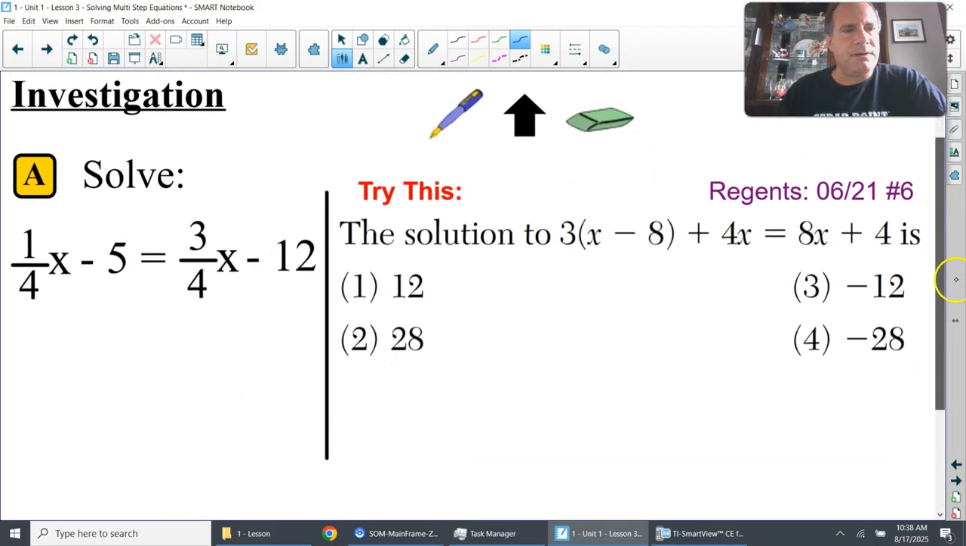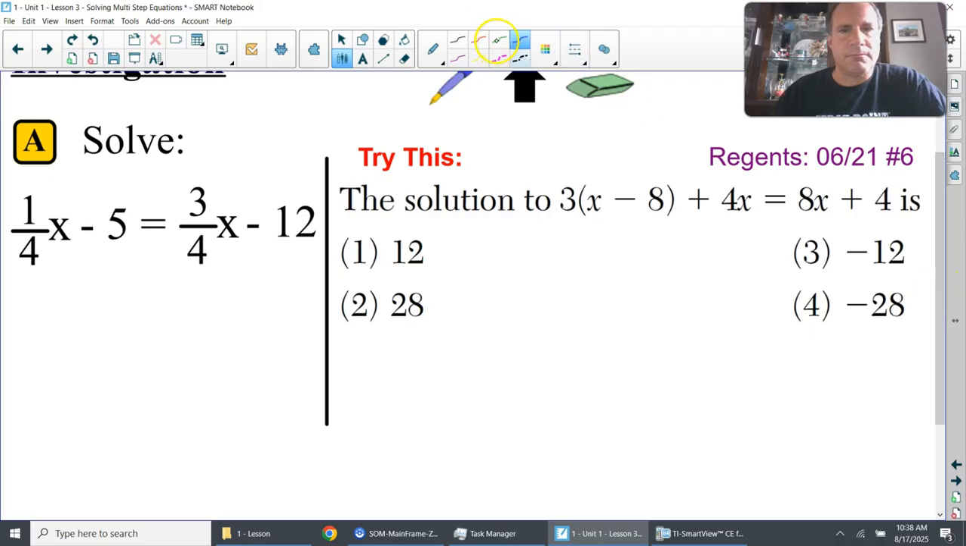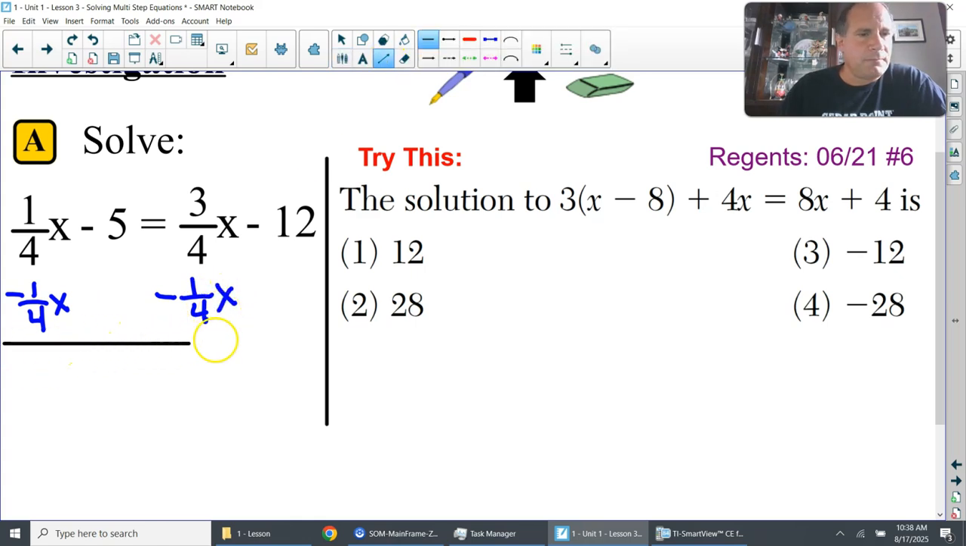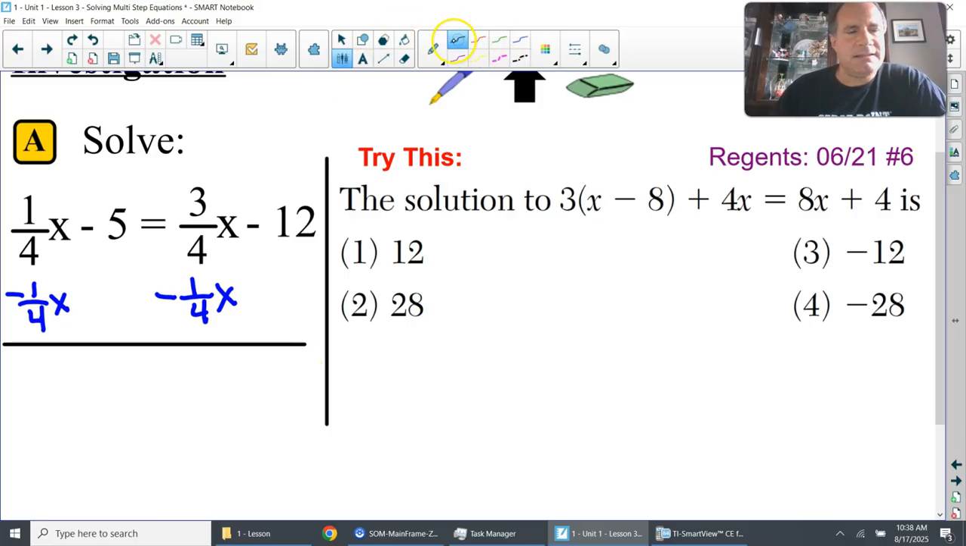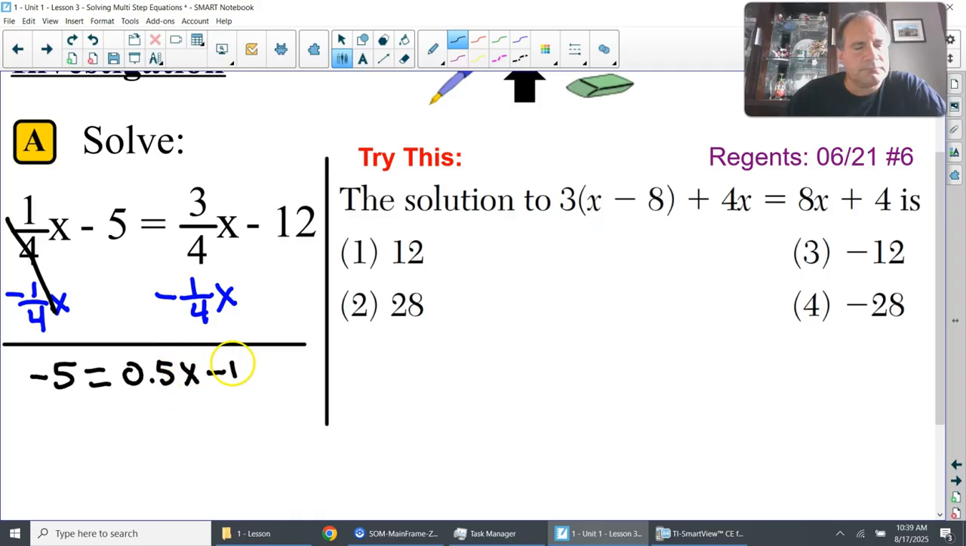All right, here are some Regents questions that we feel like you could see. Just remember, you have to get the x's together. Once you get those x's together, then everything becomes nice and easy. This cancels. You get -5 equals. This is 2 over 4, so I'm just going to put 0.5x. You don't have to. It's a half.